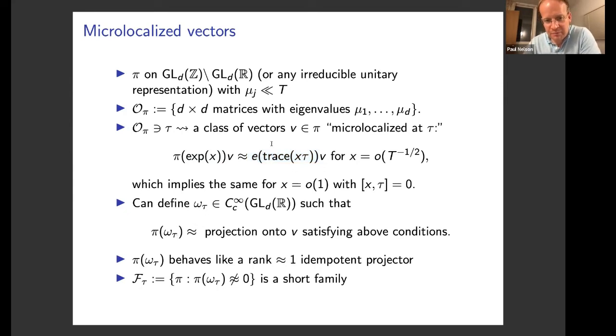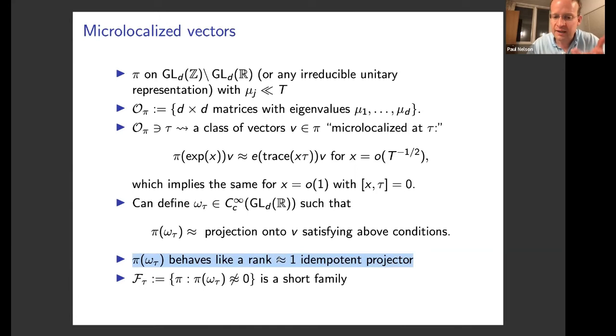And finally, there's a sense in which this condition determines the vectors V, and to some resolution also determines the representation pi. So there's morally something like a big O of one-dimensional space of vectors satisfying this condition, in whatever sense you can make that precise. For example, these things that we've indicated are heuristically like projections onto vectors satisfying these conditions, behave in some sense like rank one idempotent projectors.